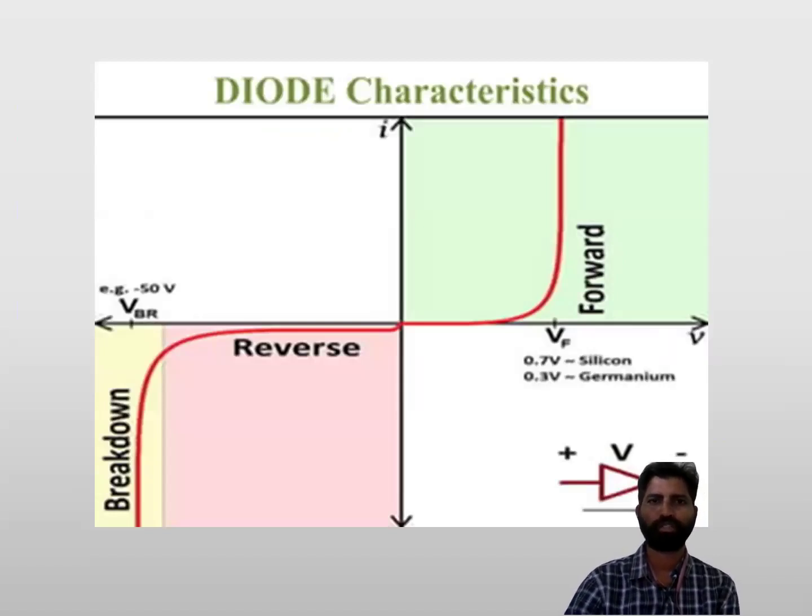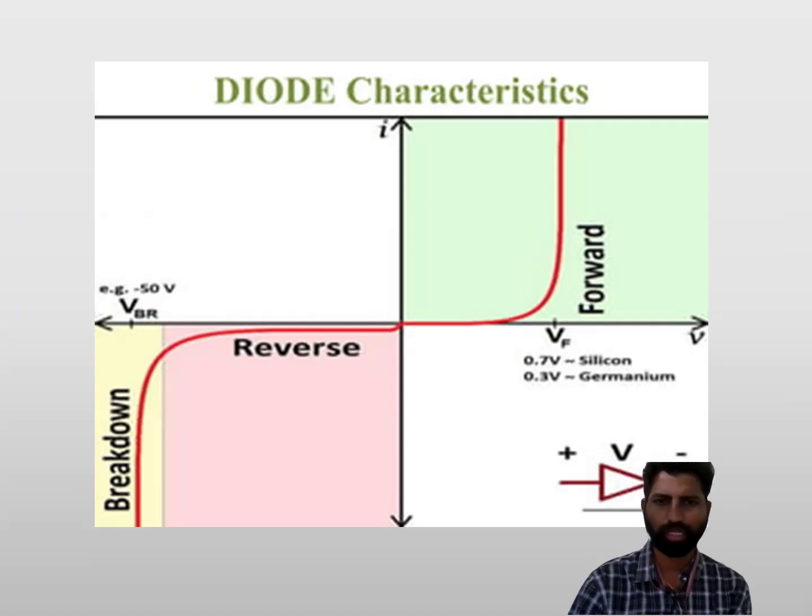So these are the diode characteristics you can see. In forward bias, when you apply the voltage, that is the battery voltage, it starts from zero. When you apply zero, there is no current, there is no flow of charge carriers. If you go on applying up to 0.7, you can see there is no current flow.